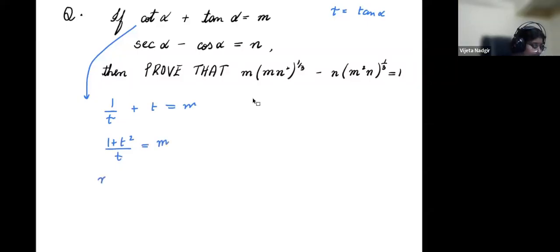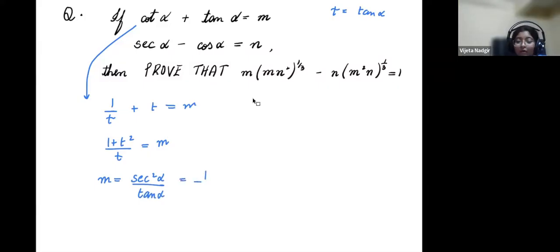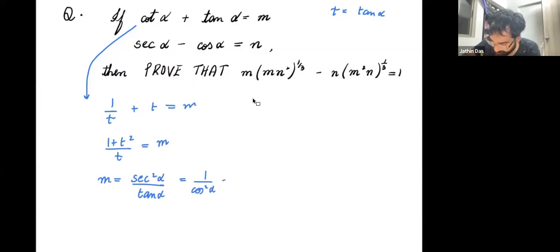And that will be 1 plus tan square by tan, that is sec square alpha by tan alpha. So this is 1 by cos square alpha. This is sin alpha, a cos alpha will come on top, the reciprocal of tan alpha will go, right? So what you get? 1 by sin alpha cos alpha. Correct? This will cancel. Till here clear?